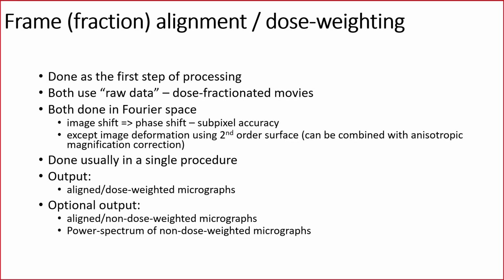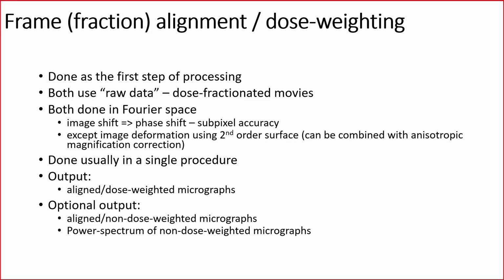So frame alignment and dose weighting are the first steps of our processing. Often you get this already as pre-processed data from the core facility. Both of these things use raw data, so they are using the movies, the fractionated movies, and both of these things are done in Fourier space. Why is it done in Fourier space? Because we already learned that in Fourier space we can do sub-pixel accuracy shifts, because a shift in x and y in the real space is actually a phase shift of the waves in the Fourier space, and we can very precisely control this phase shift in the Fourier space.